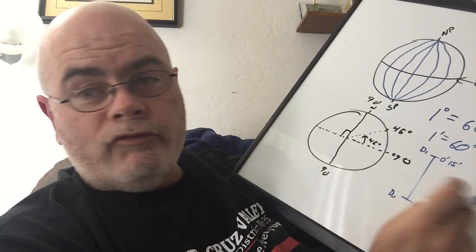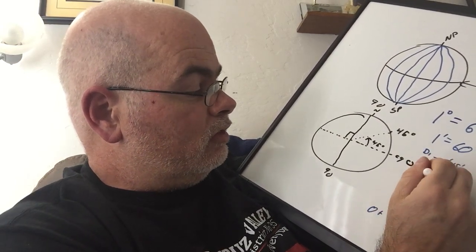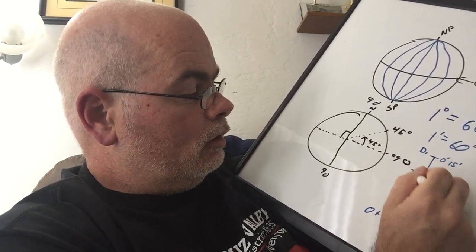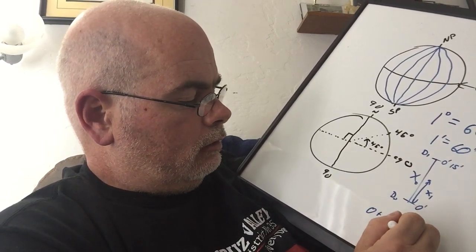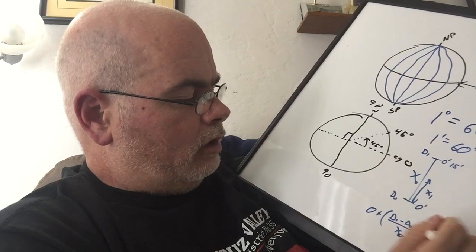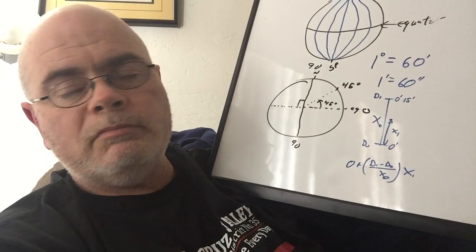It would basically be, I could do it as D1, D0. So if I measure from the 0, it would be 0 plus the difference, D1 minus D0, divided by this distance, X. If I'm going to that point, X1, so we'll call it X naught. So X naught times X1 will give you actually the number. It's a fairly simple mathematical ratio.